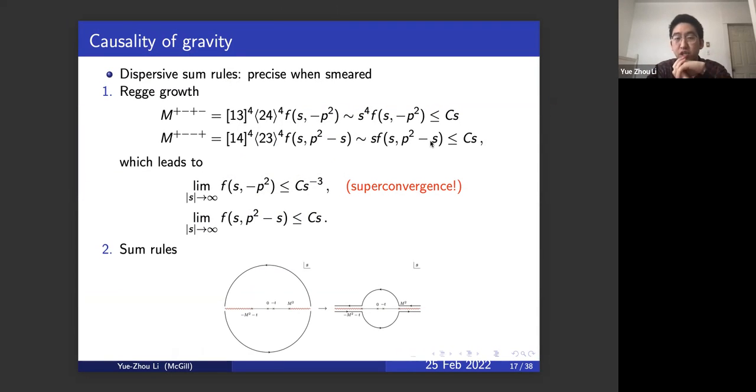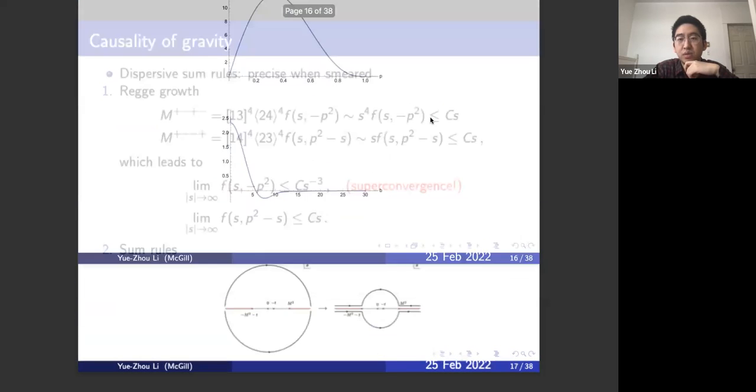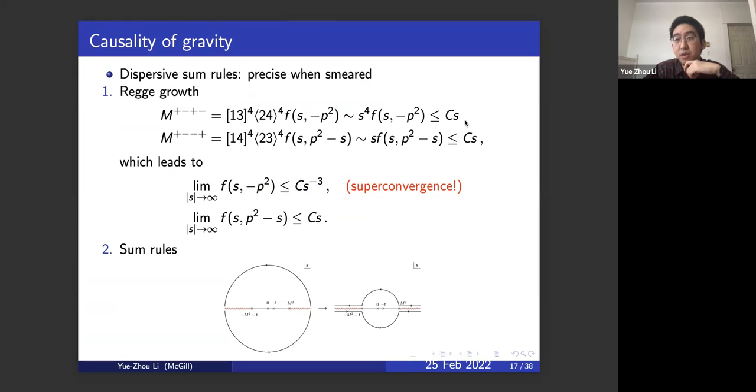So I'm going to introduce the dispersive sum rule we use. It becomes precise if we smear the amplitude and so smear the sum rule. But for now, to be easy, let's just look at some sum rules without smearing. When the amplitude is smeared, the Regge growth looks like this. If we look at the plus minus minus plus amplitude, we have this helicity dependence, and this helicity dependence actually goes like s to the fourth. And because, as we derived here, when it's smeared the whole thing should be less than linear in s, the plus minus minus plus amplitude looks like this.